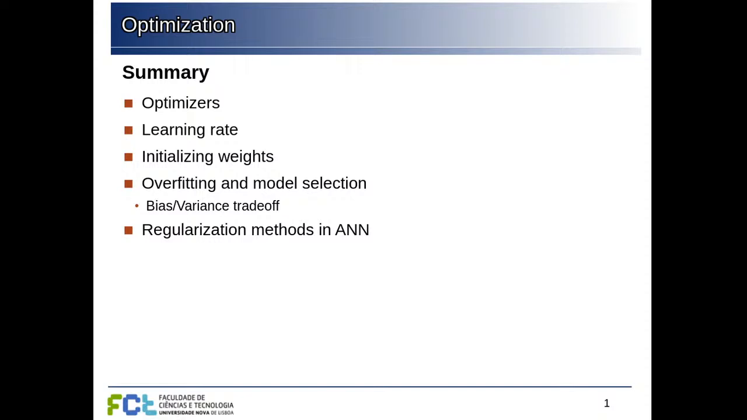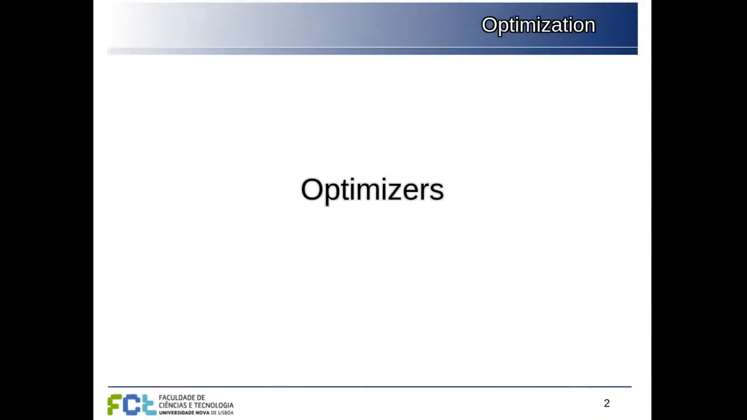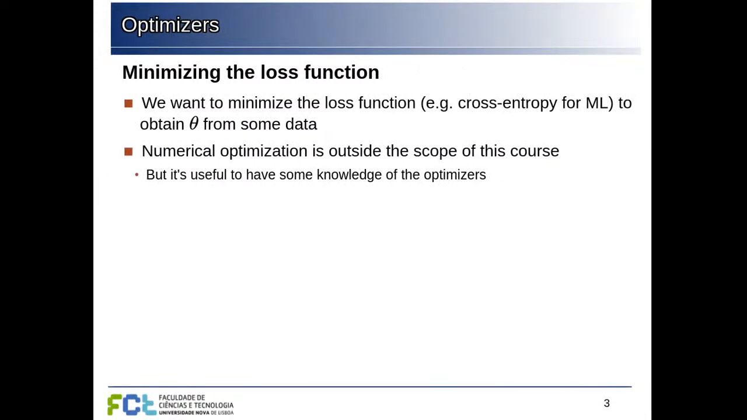So we'll review this bias-variance trade-off to understand some methods that we can use in neural networks to minimize the overfitting problem, and then we'll look at regularization methods in neural networks. So let's start with the optimizers.